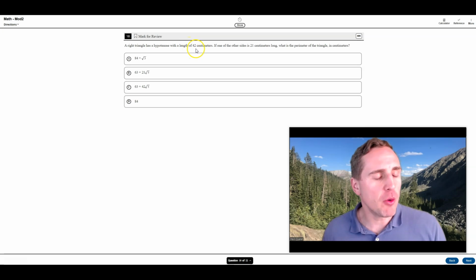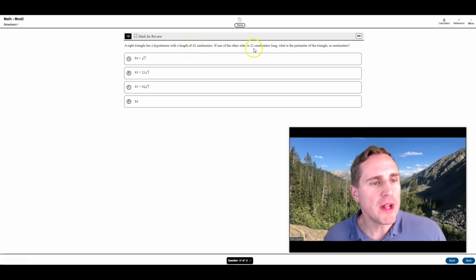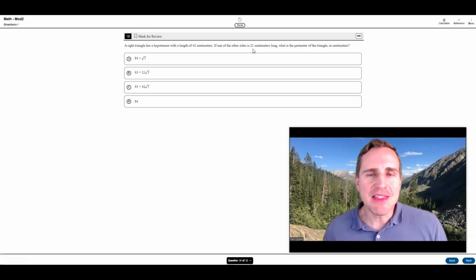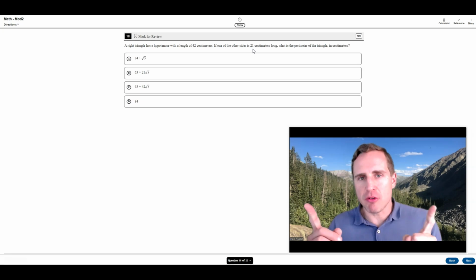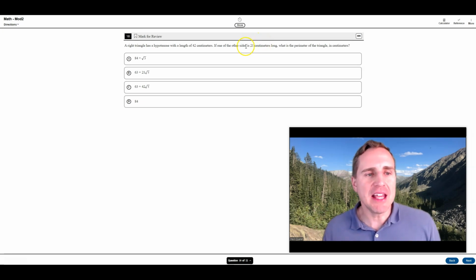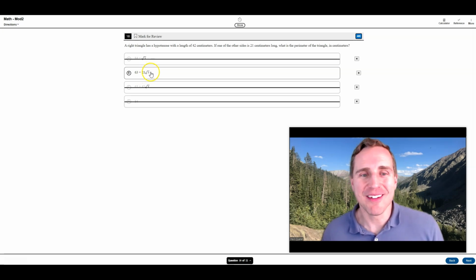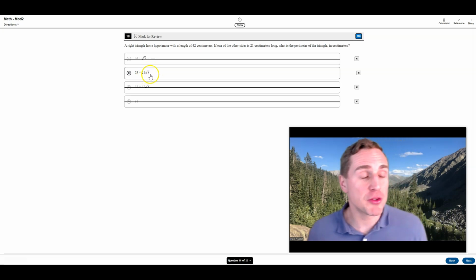So if we have a length of 42 centimeters, and one side is 21 centimeters long, that must be across from the 30-degree angle. The side that's across from the 60-degree angle must be the length of the short leg times the square root of 3. In other words, 21 times the square root of 3. So the perimeter would be 42 centimeters plus 21 centimeters plus 21 square root of 3 centimeters. So we can eliminate all of the choices except for this one, because this one is the only one that has 21 square root of 3.